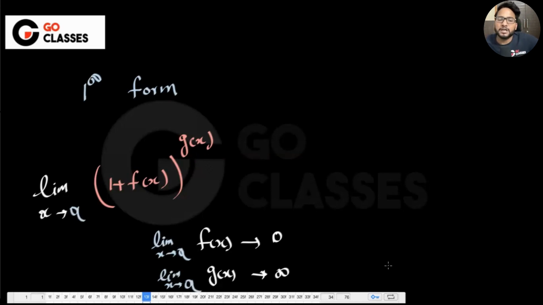Which means if there is a limit like this, in this particular question, what is happening? This fx is going to 0 at this limit, and at the same time gx is going to infinity at this limit. Then it is called 1 power infinity form. So this is a 1 power infinity form, and we want to solve this kind of question. Okay. So let's just solve this.